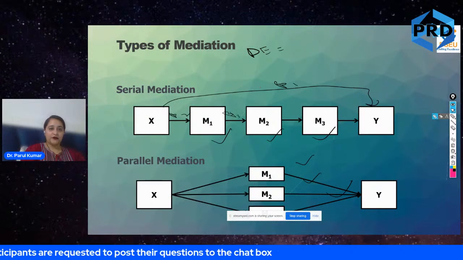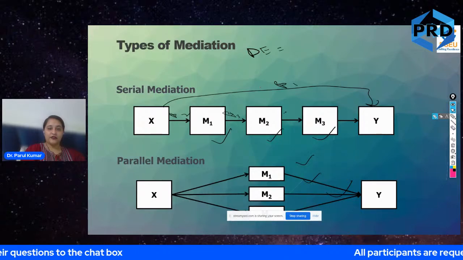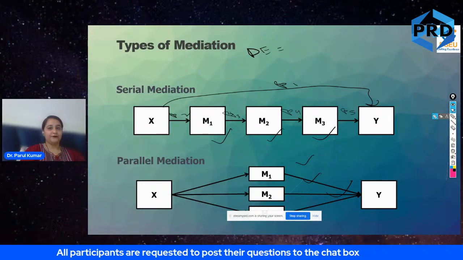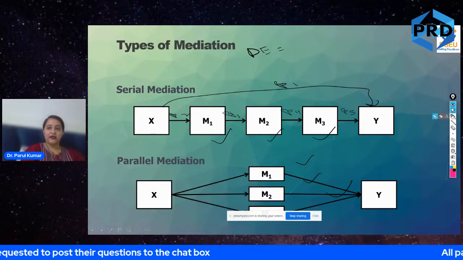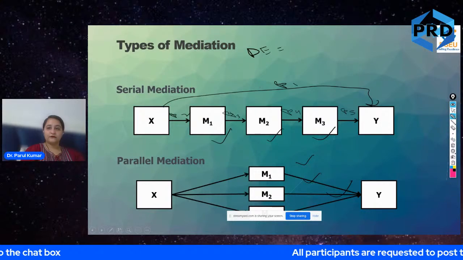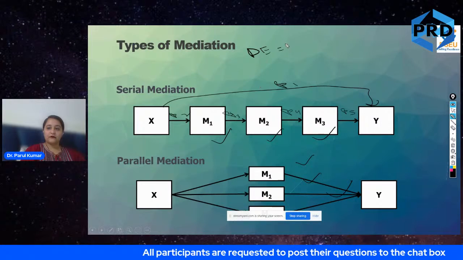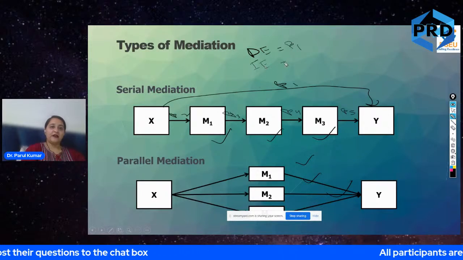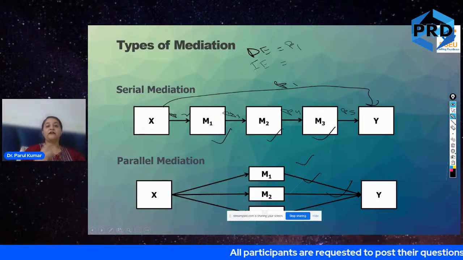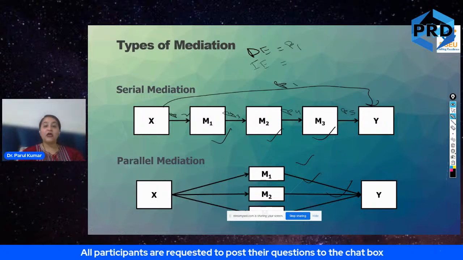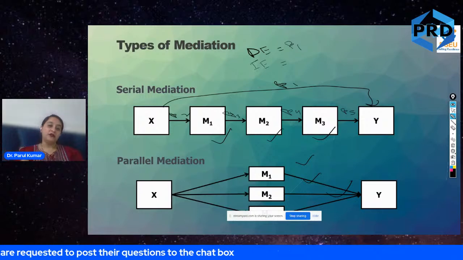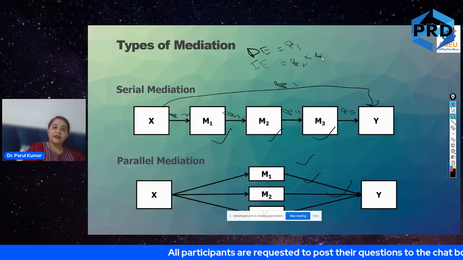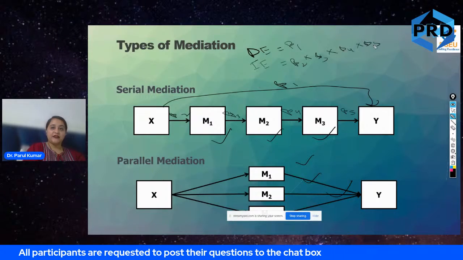So this is your beta 3, this is beta 4, and this is your beta 5. Okay. So now what I'm saying is that the direct effect is beta 1, X to Y. Now see the indirect effect. What will be the indirect effect? The indirect effect will include all of these, because it is a serial mediation. The X will go to M1, M1 will go to M2, M2 will go to M3, M3 will go to Y. So it is now beta 2, beta 3, beta 4, beta 5.